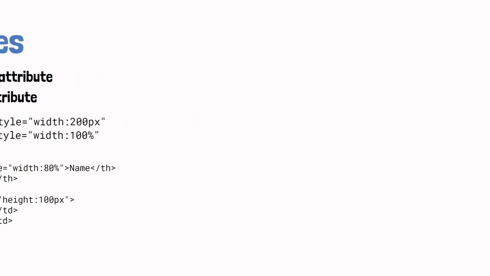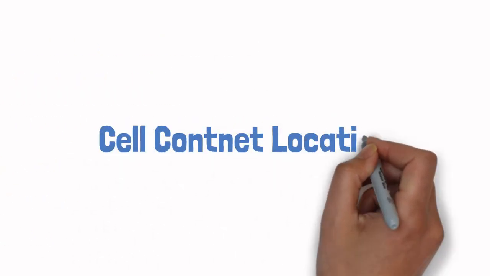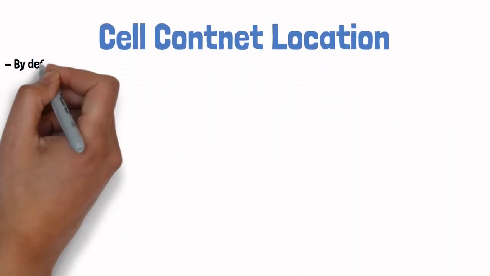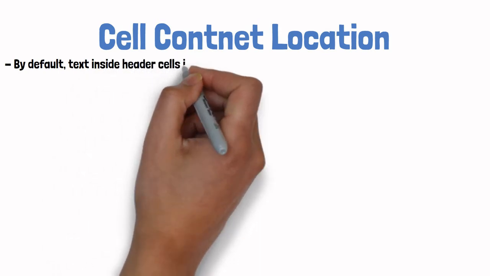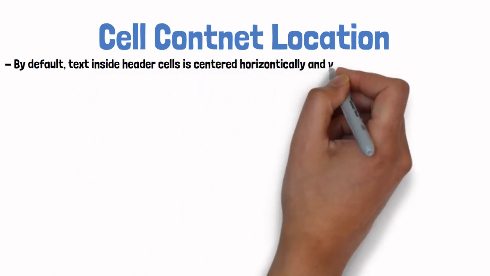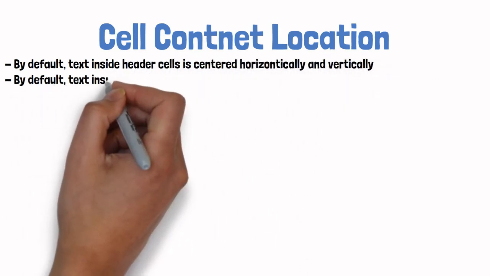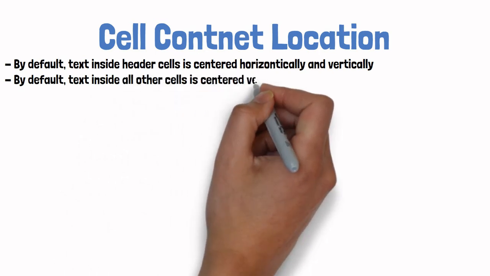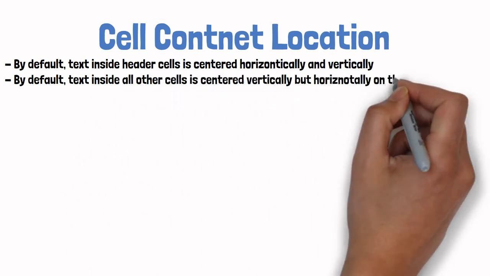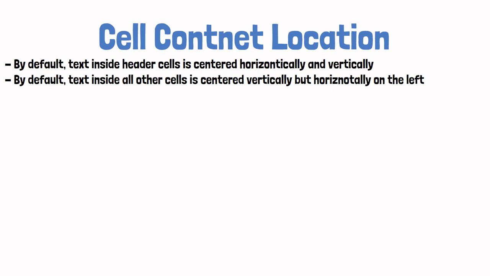Now we are going to see how to control the location of the text within a table cell. By default, the content inside the header cell is centered, and the text inside all other cells is centered vertically, but horizontally is located on the left.